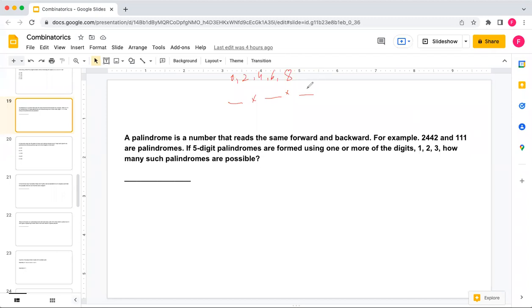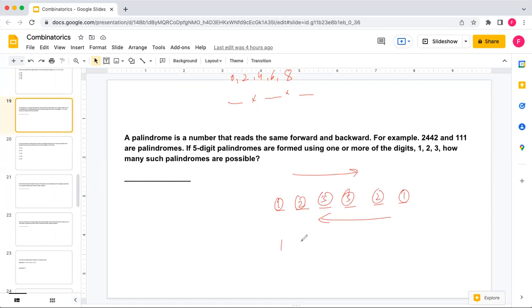But if a number has an even number of digits, give me some example. Suppose a 6-digit number. How can that be a palindrome? Yeah, that can also be possible. In that scenario, listen, this must be equal to this, this must be equal to this, and this one must be equal to this one, because if you read forward or backward, the number is the same.